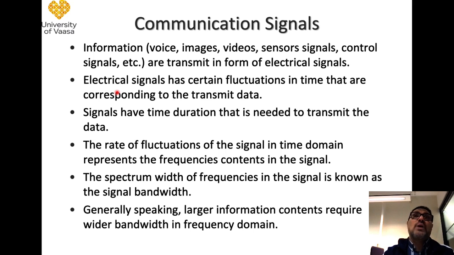For example, if we have a signal whose frequencies change from 500 hertz to 1000 hertz, what is the band? The band is 500 hertz. So we can say here that the bandwidth of this signal is 500 hertz. So the bandwidth is the range of the frequencies from the minimum frequency to the maximum frequency in that signal.